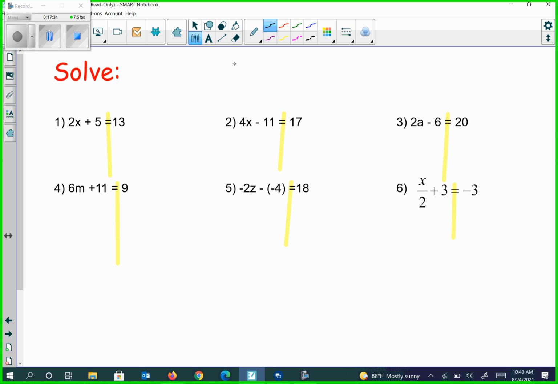So this first problem, what do you think I should do to start getting x all by itself? Because I want it to be x equals. So I want to start moving things over. What do you think? Go ahead. 13 minus 5. Ooh, so you're deciding to subtract 5 from both sides. That would cancel. 13 subtract 5 is 8.